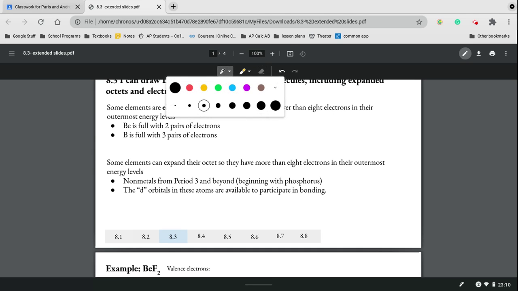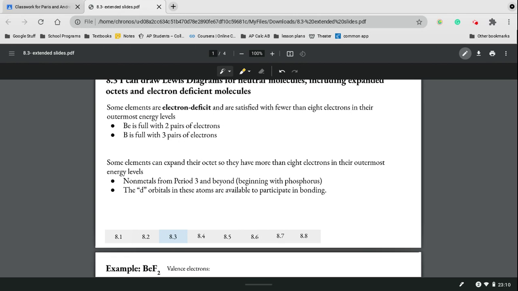So many elements don't follow the octet rule to a T. Some of them have electron deficits, and some of them have expanded octets, and we're going to cover a bit of that right now. So some of those that have electron deficits are totally cool when they have fewer than 8 electrons in their valence levels.